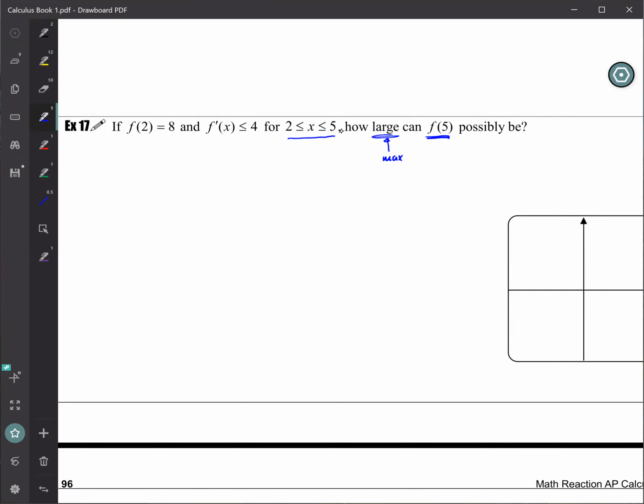Jesse, you found it? Finished? I think so. Okay, so what's your largest value for f of 5? I got 20. Okay. Except I'm like 99% sure it's wrong. Okay, you are so sure.